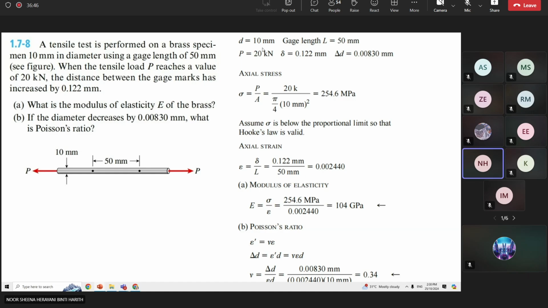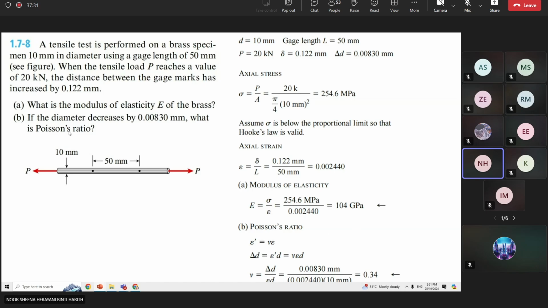Okay, and then calculate the strain. The axial strain, epsilon equals delta divided by L. Delta from the question is 0.122 divided by the gauge length, 50 mm. So the epsilon, or axial strain, equals 0.00244. From this, you can directly get the modulus of elasticity, which is E equals the stress divided by the strain. The stress is 254.6 divided by the strain, and you get the modulus of elasticity equal to 104 gigapascal.